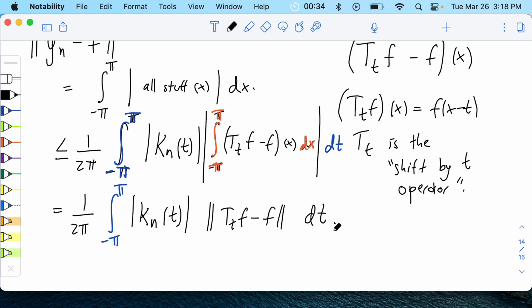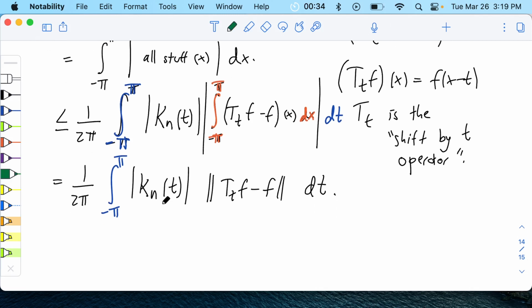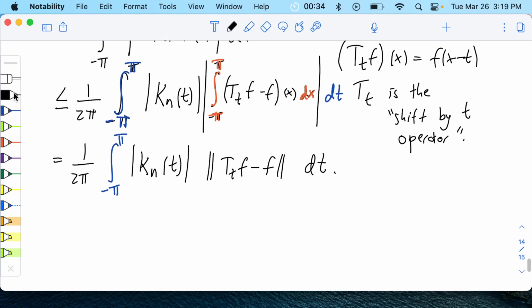Okay. So for every t value, you have the absolute value of kn of t, and then you have this norm, which is the norm of tt of f minus f. That's the norm of how far f is from the shifted version of f. Right? You shift f by a little bit, and then you say how far is that from the original function f. And this is the integral that I'm going to bound. This is where the intuition is really going to apply. We're going to have these two parts. I'm going to split this whole integral into two parts.